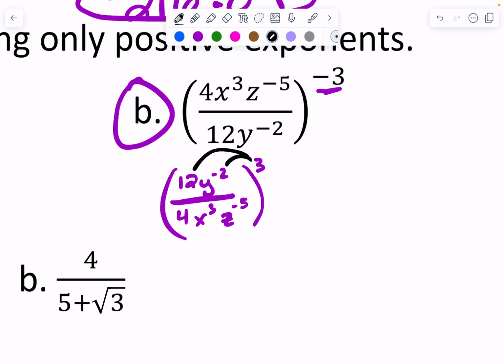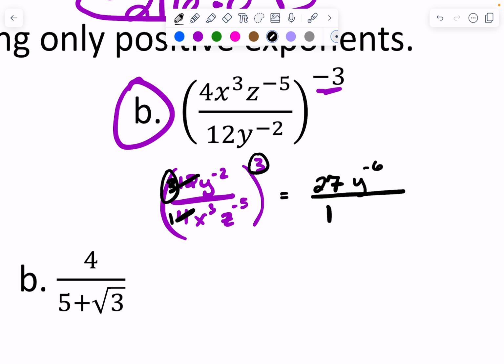Perfect. Fine. Let's distribute this 3 through. And don't forget that the 12 needs taken to the third power also. Actually, real quick, I don't want to take 12 to the third power because that's going to be a huge number. 12 and 4, I can reduce to 3 and 1. Then all I have to worry about is taking 3 to the third power, because I've reduced him a little bit to begin with. So 3 to the third power is 27. 1 to the third power is 1. Then I have y to the negative 6 power because I'm multiplying, x to the 9th power because I'm multiplying, and z to the negative 15 power because I'm multiplying, okay?